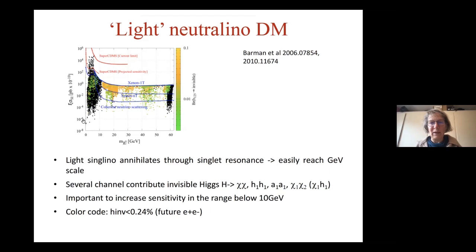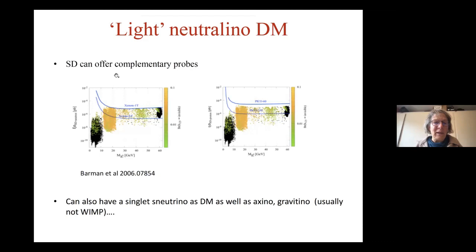Spin-dependent searches can offer complementary probes in the high mass region. So these are accessible through neutron scattering or through proton scattering, but you see that basically the light mass region is not accessible.